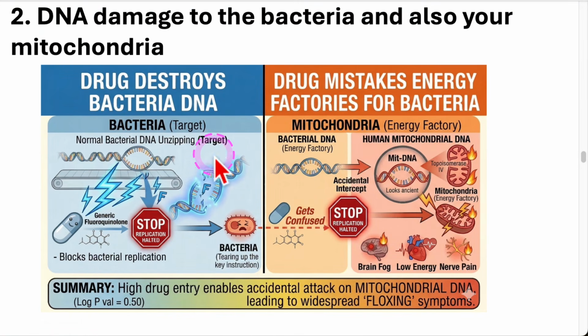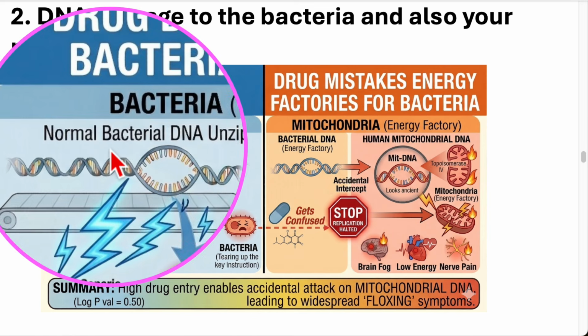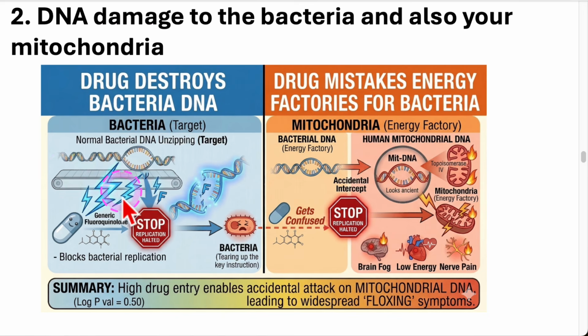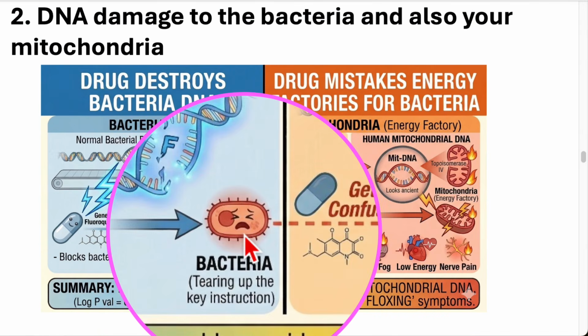Some antibiotics go after the cell wall, right? They poke holes in the cell wall. Some other antibiotics go after the metabolism of the bacteria, but this specifically targets the DNA, and it does a great job of that. It targets the normal bacteria DNA. It unzips them, and so they are going to stop replicating. Boom, stop replicating. This is the thing. When we kill bacteria, it stops replicating. And guess what? The bacteria get torn up.